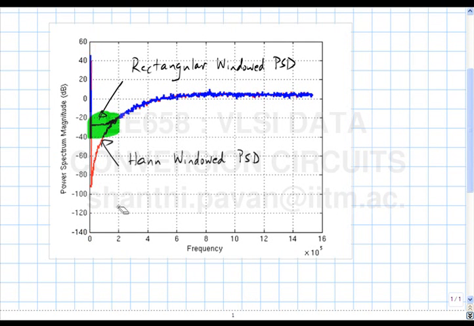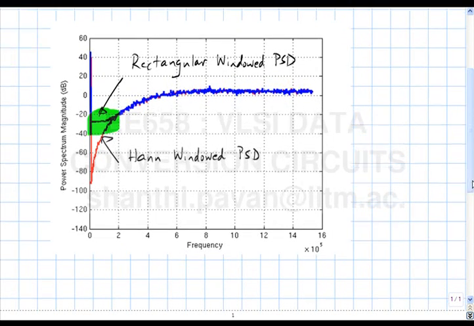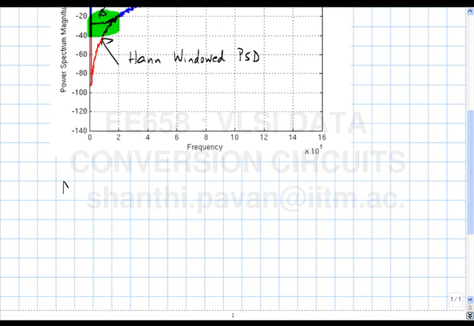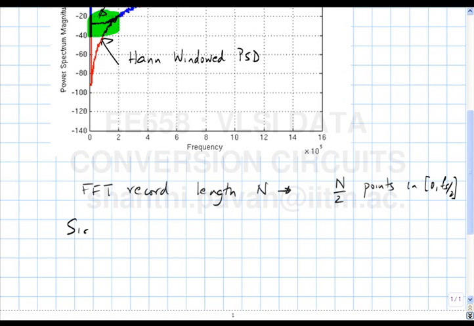Okay, fortunately MATLAB is a very convenient tool to just window the data with whatever window you want, and the Hanning window is often preferred in simulation work for the following reason. For an FFT record of length N, how many points will you get within 0 and fs by 2? N by 2. So there will be N by 2 points between 0 and fs by 2, and the resolution of the FFT is fs by 2 divided by N by 2, which is fs by N, correct?